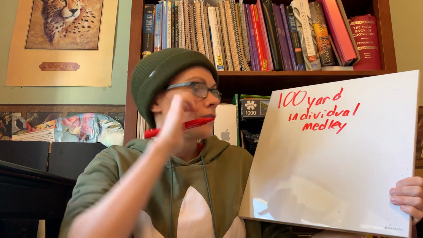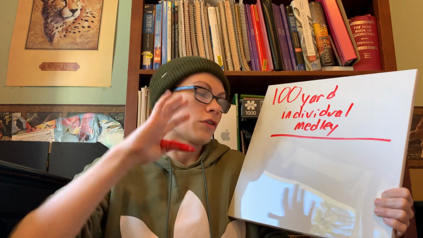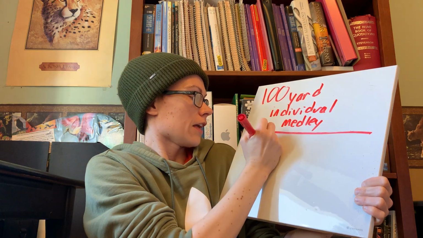And yeah, so okay, we're gonna start. So this is the race. It is 4 lengths in a 25-yard pool. 1, 2, 3, 4. 4 lengths of the pool. Some people call that 4 laps of the pool. And each length, so the first length is butterfly.